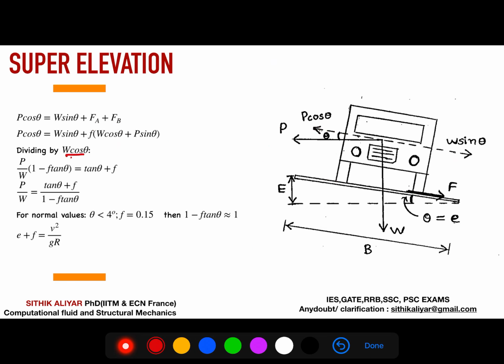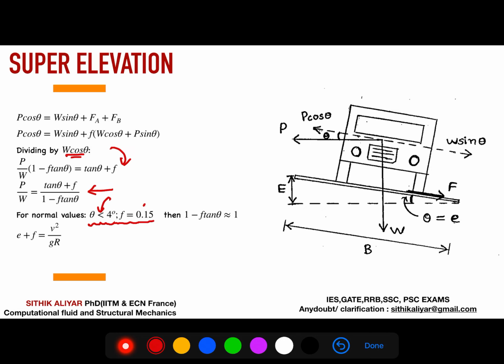So you divide by W cos theta, do some algebra, bring P by W on the left side, and you will have this equation. Then bringing that 1 minus f tan theta to the right-hand side, you will have this equation. You should know that the super elevation will normally be less than 4 degrees. You won't have a super elevation of 30 degrees, it would become a steep terrain, right? So theta will be less than 4 degrees and the coefficient of lateral friction will be 0.15.